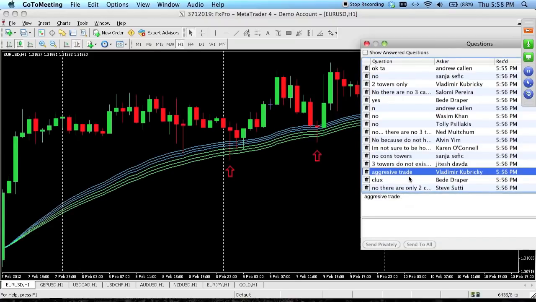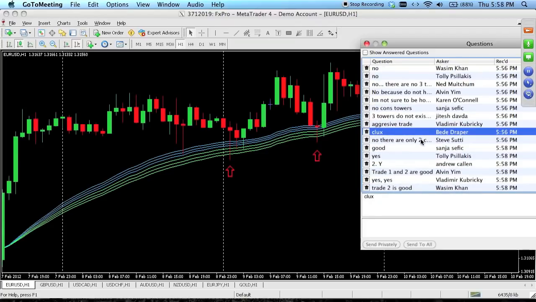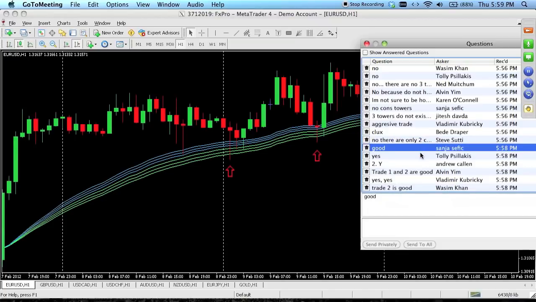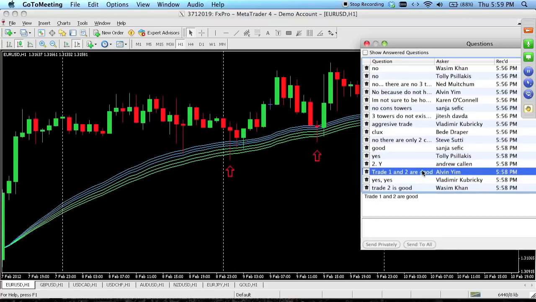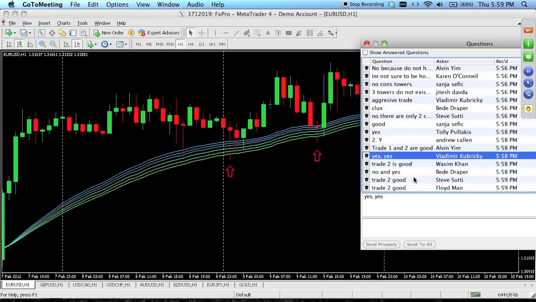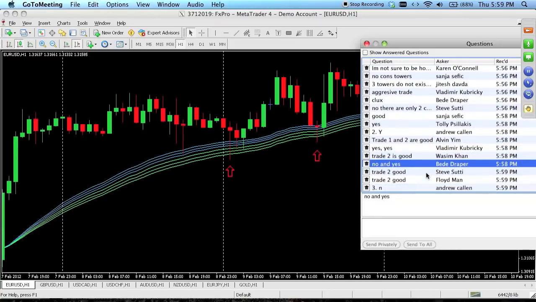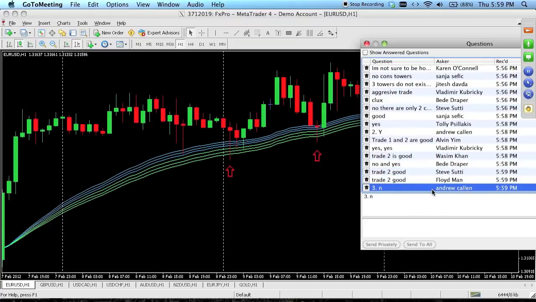Okay, Waldemar, aggressive trade, good, good. Bede, Klux, Steve, there are only two candles in a row. Okay, Sonia, good, totally yes. Number two is also yes. Trade one and two are good. Waldemar says yes and yes. Wasim says trade two is good. Bede says no and yes. Steve says trade two is good. Floyd says trade two is good. Andrews says no and yes.